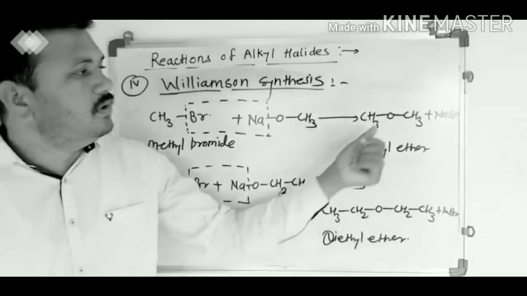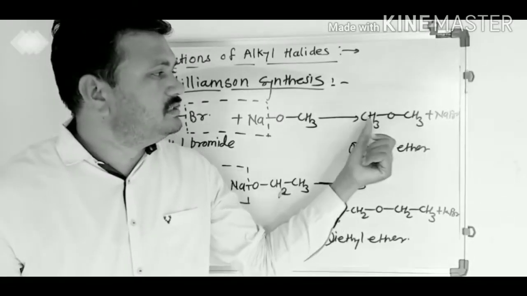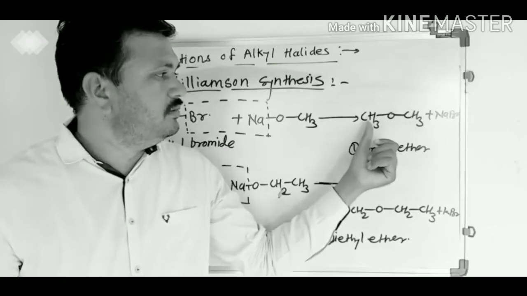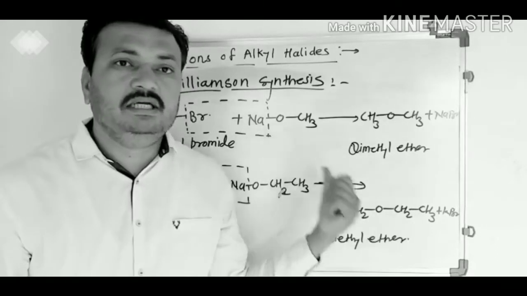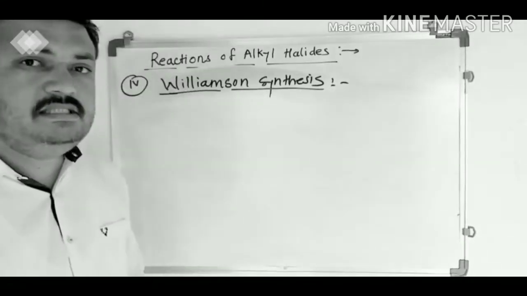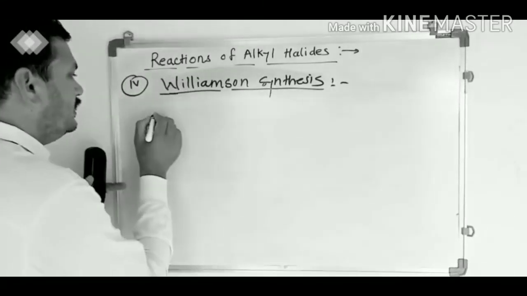Both are the symmetrical ethers. That means both the sides of this oxygen atom have the same alkyl groups. Methyl, methyl, dimethyl ether, diethyl ether. It is symmetrical ether. Now we will see the formation of unsymmetrical ether.